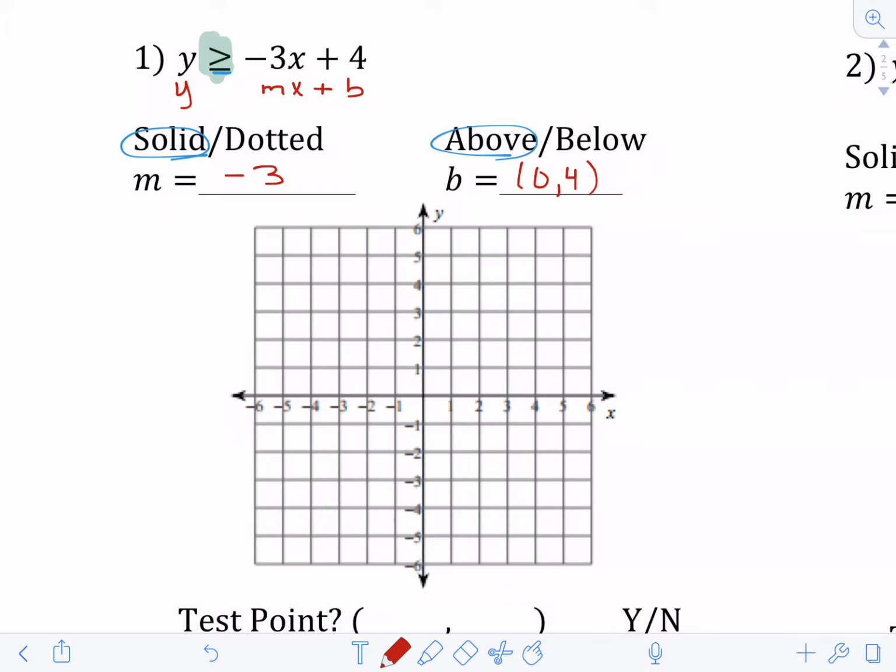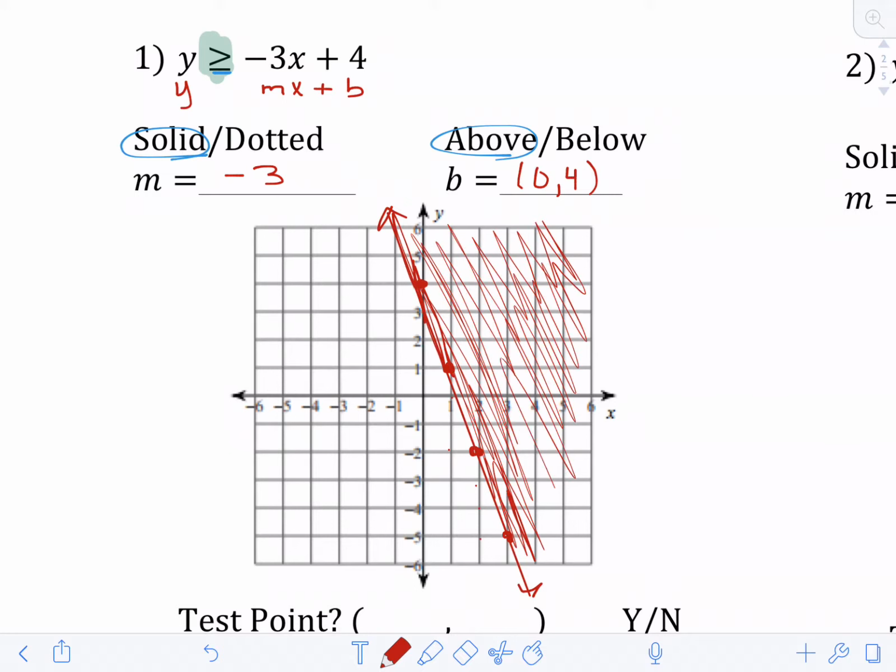So I can go ahead and plot this (0, 4). Up here, -3 means down 3 and over 1, down 3 and over 1, and that's as far as I can go. It's going to be a solid line, so I'm going to go ahead and connect my dots as best as I can. And then you shade above. So you're going to shade all this stuff above.